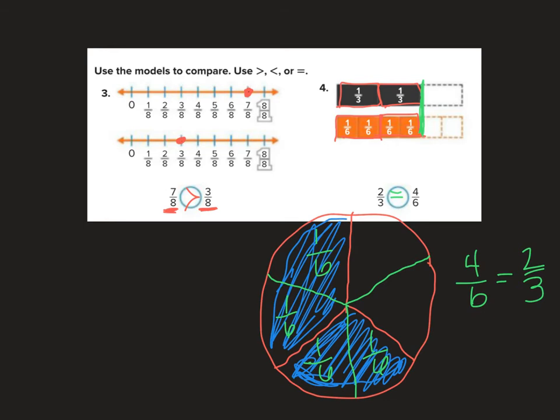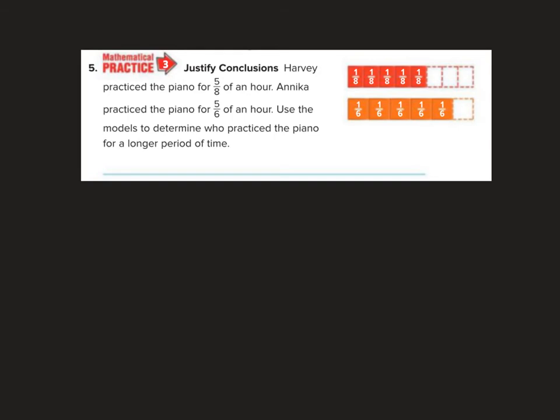Okay, we've got a couple more problems here. Justify conclusions. Harvey practiced the piano for 5/8 of an hour. Annika practiced the piano for 5/6 of an hour. Use the models to determine who practiced the piano for a longer period of time. So if we use this, we can obviously see the 6s are bigger, so we know that Annika will say 5/6 is greater than 5/8. So Annika practiced more.